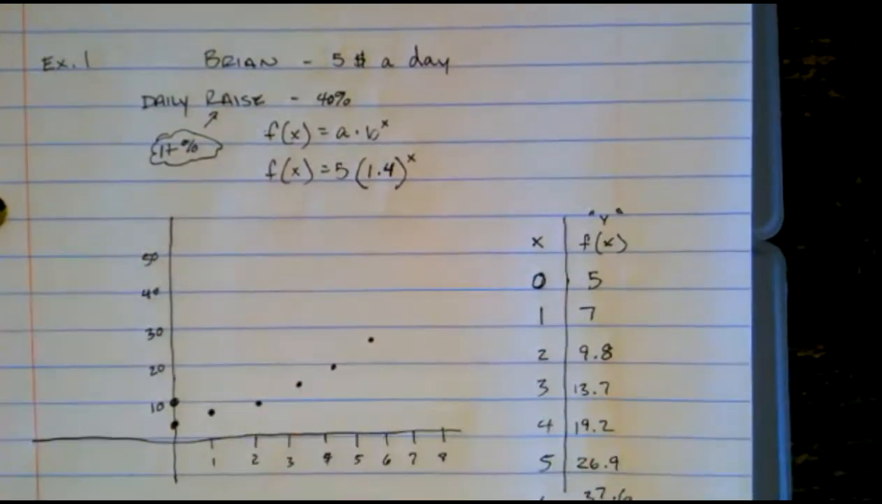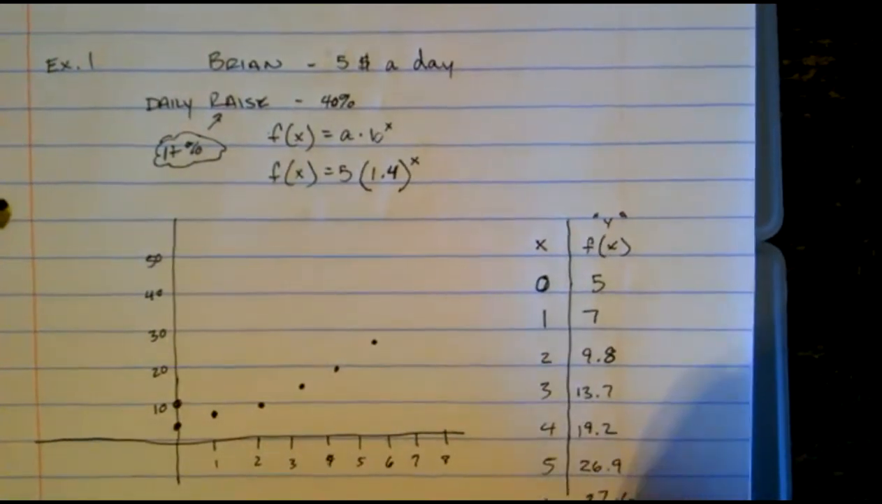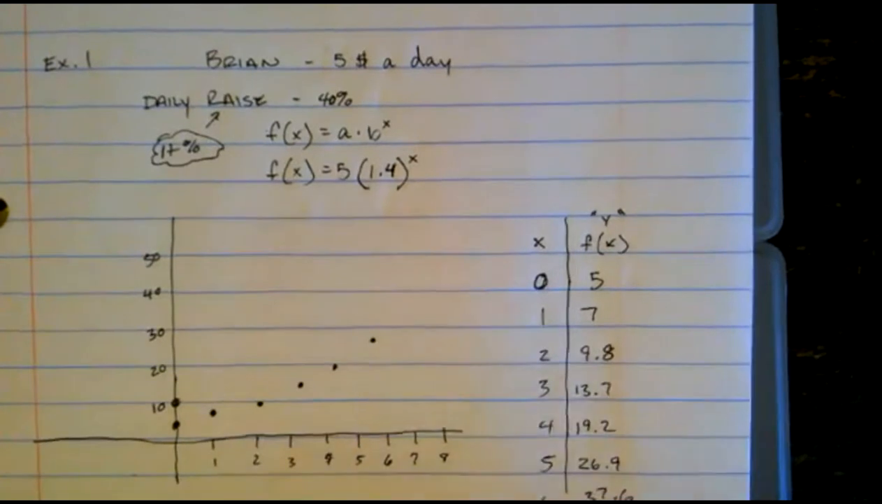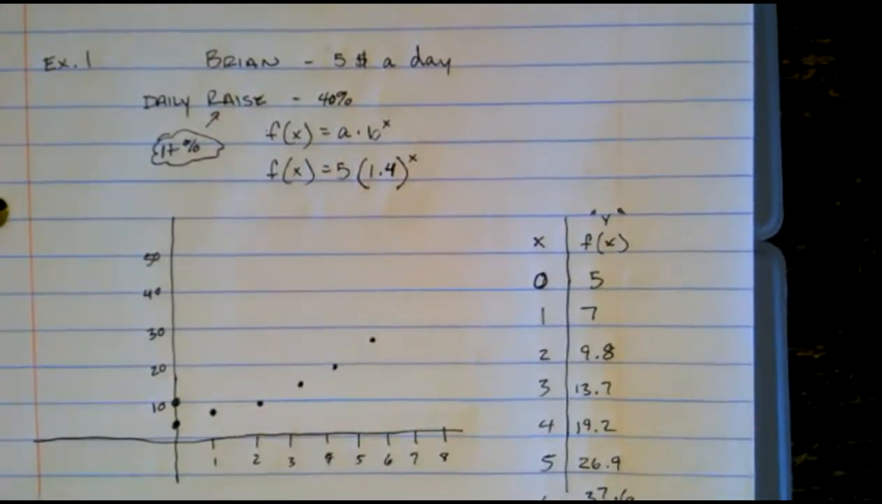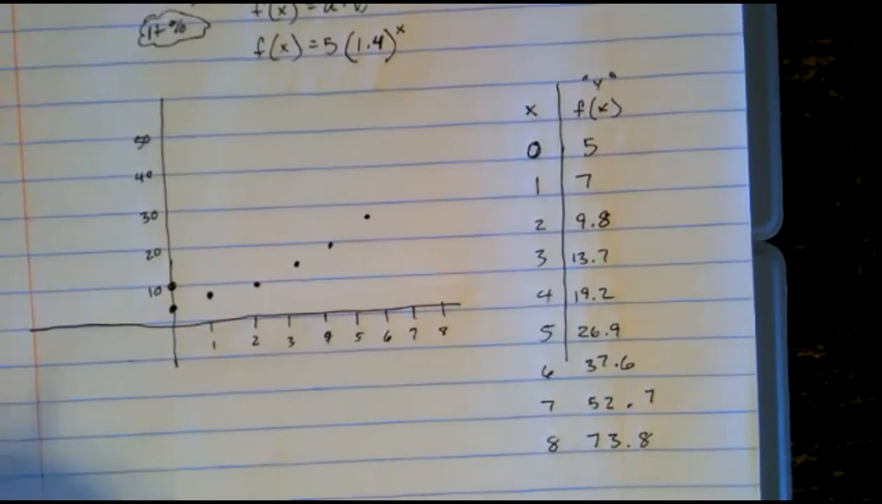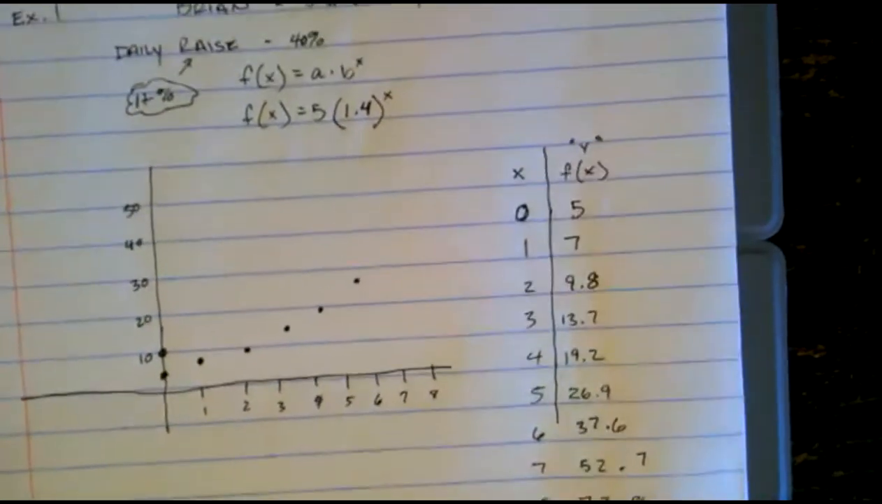52.7. And then 8, right? On the 8th day, he rested. No, I'm just kidding. So 73.8. All right. Okay. So I just went ahead and went all the way right through and calculated through 8 so we could get an idea of the movement here.